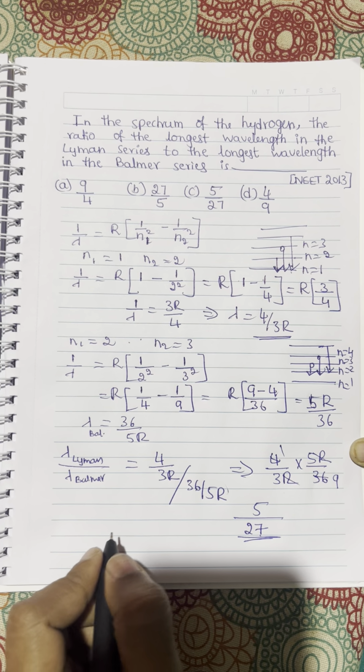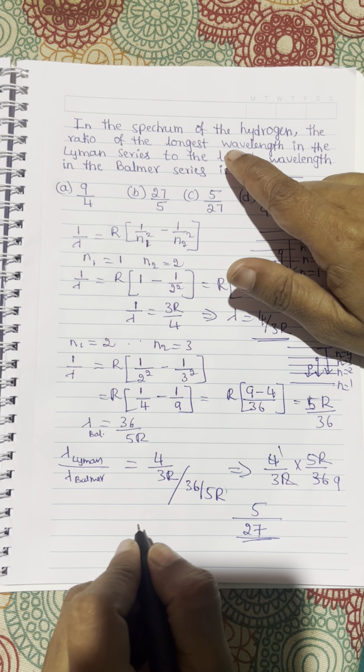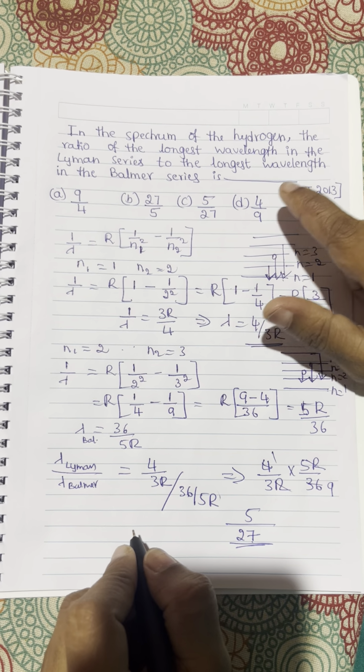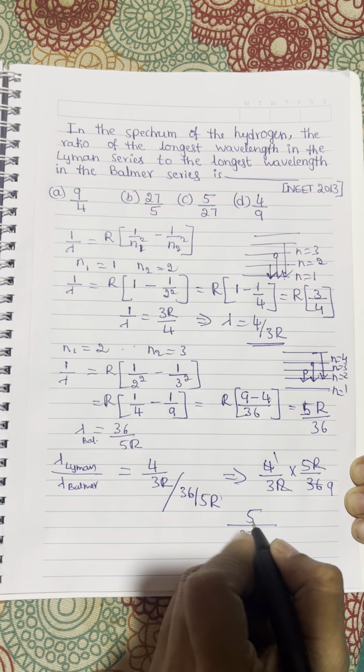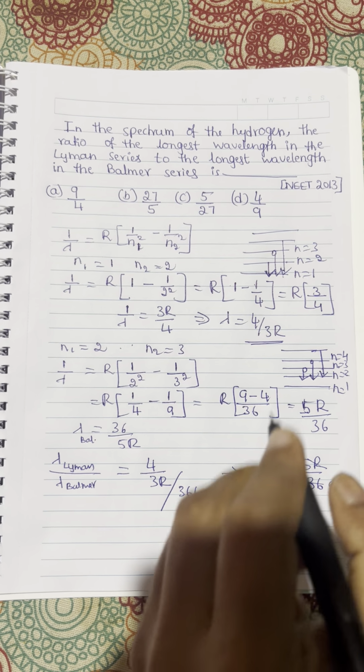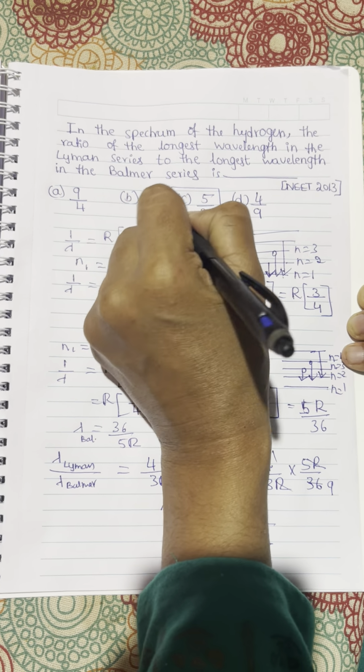So the answer, the ratio of the longest wavelength in the Lyman series to the longest wavelength in the Balmer series, is 5/27, which is the third option.